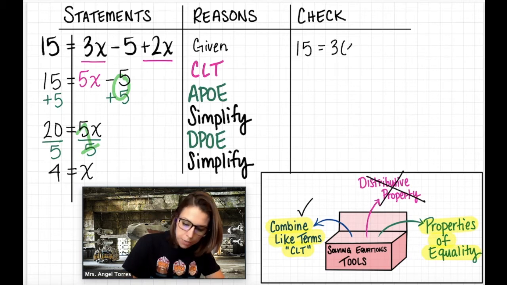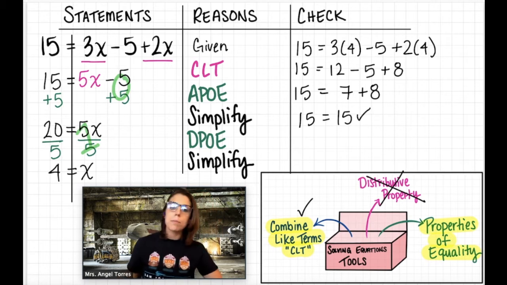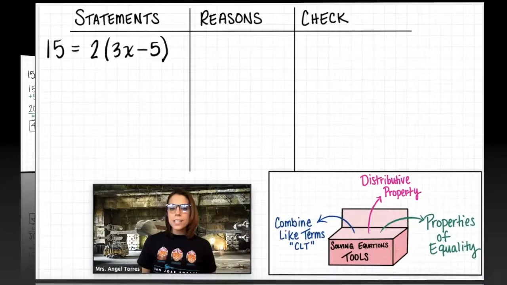15 equals 3 times 4 minus 5 plus 2 times 4. We'll find out. 15 equals 12 minus 5 plus 8. That's 7 plus 8, and 7 plus 8 is 15. Because it made the equation true, I know that 4 is the solution to this equation. We used the combining like terms and properties of equality tools from our toolbox. On to the next one.